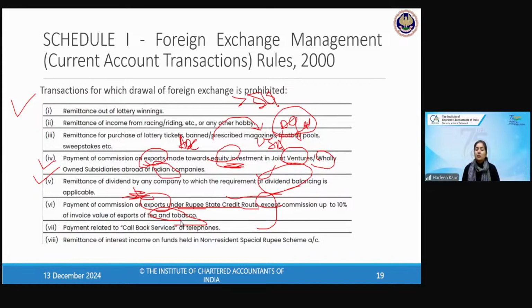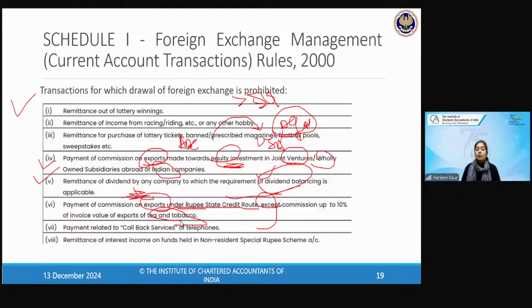Callback services means where you give a missed call to a company in a foreign country, and then they call you back to give you certain consultancy or other kinds of services. So whatever money you have paid for getting this callback from the international call, withdrawal of foreign exchange for such payments is not allowed.